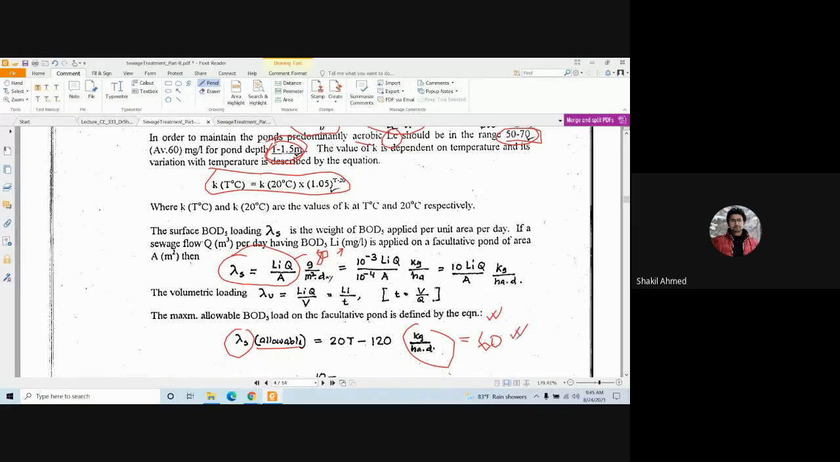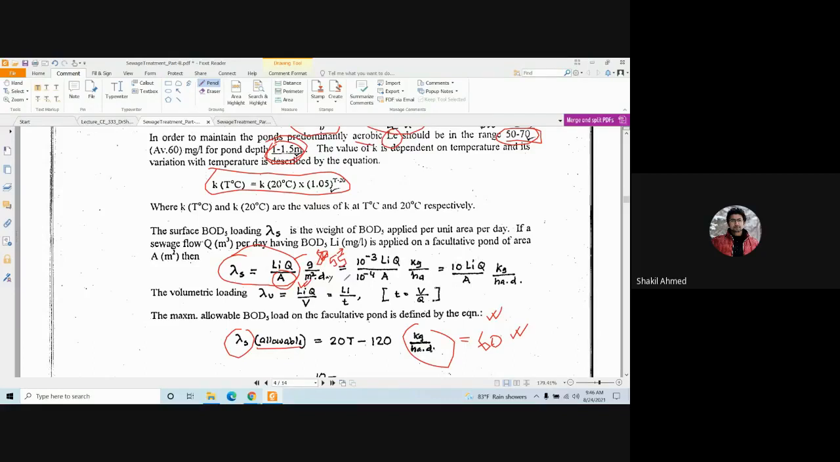Allowable is 60. No, sir. It can take 60. Can you provide 80? No, sir. Then what you have to do is increase your area. If you increase your area, then it might be reduced to 55. Then you can apply this. So you have to do trial and error to see.